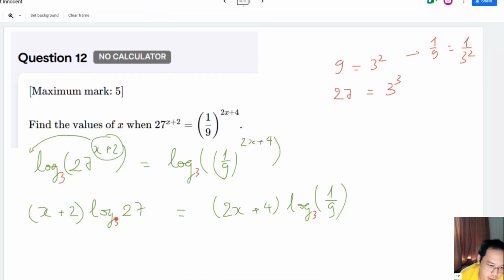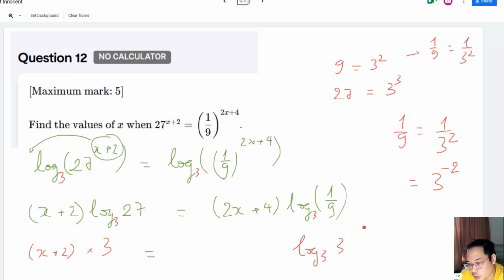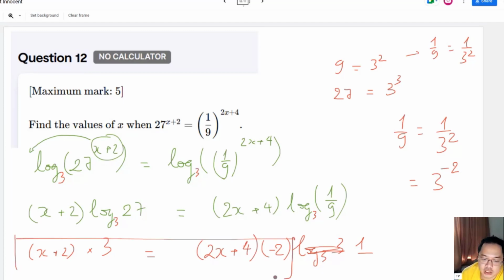So log base 3 of 27 is 3. And here we have x plus 2 equal to the right side. 1 over 9 is 1 over 3 squared and can be written as 3 power minus 2. And again, we can bring here log base 3 of 3 and bring the minus 2 to the front. Log base 3 of 3 here is 1. And the front here 2x plus 4 remains. So this is the last equation, and we can solve that manually or use the calculator. Solve this manually, we can find the value of x. That's it.